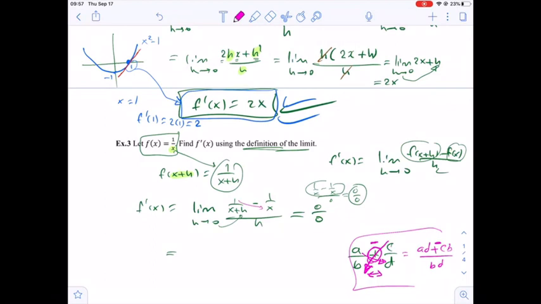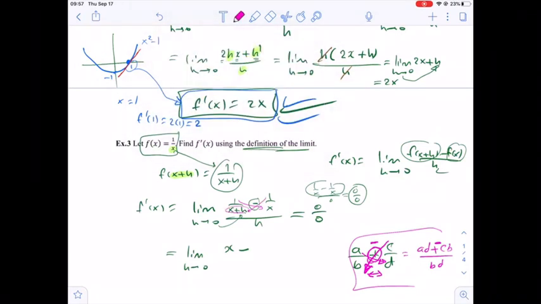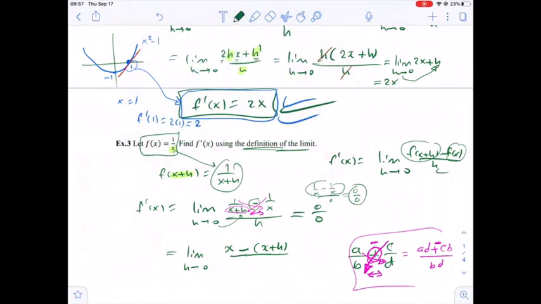Let's apply it here. 1 times x, and write it here. Limit, h goes to 0. 1 times x is x. Now the sign is negative, and then we multiply 1 by x plus h, that is x plus h. We put it into parentheses because we have a negative sign here and two terms. And then we divide by the product of the denominators. We multiply x by x plus h, and that is x times x plus h.